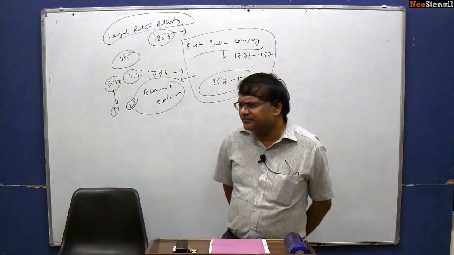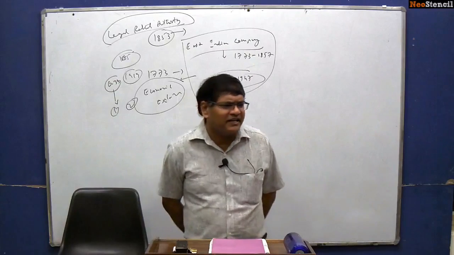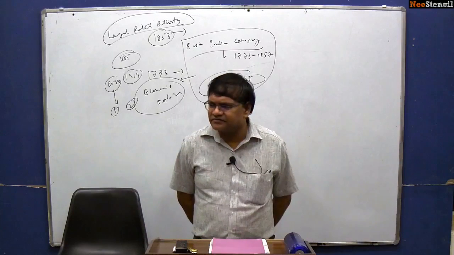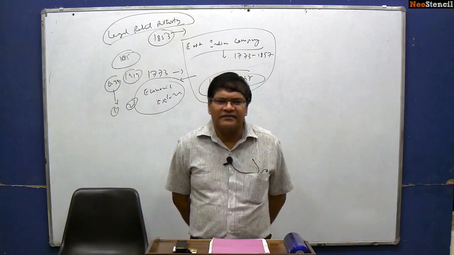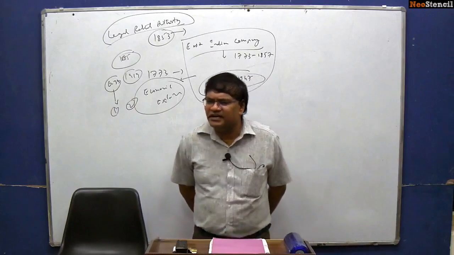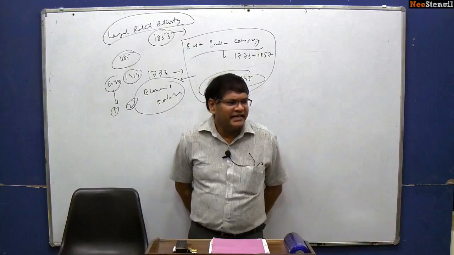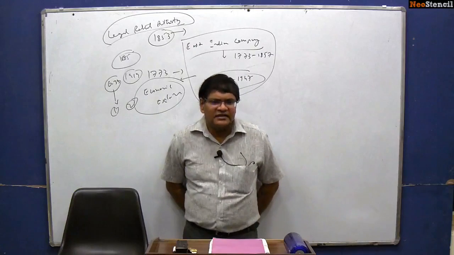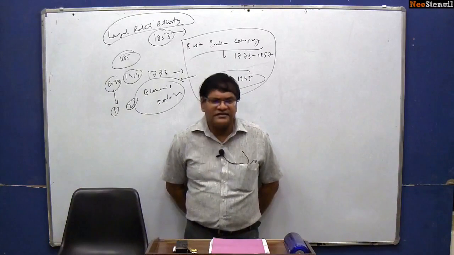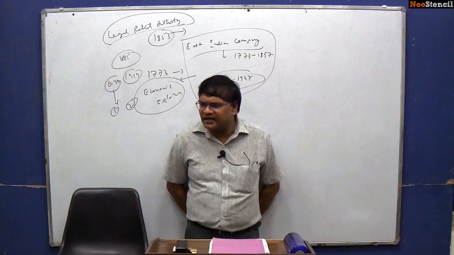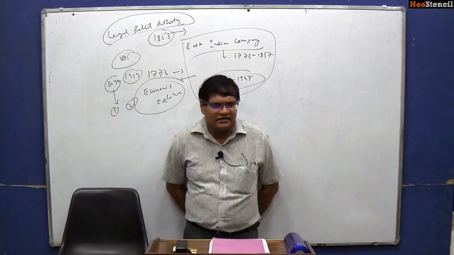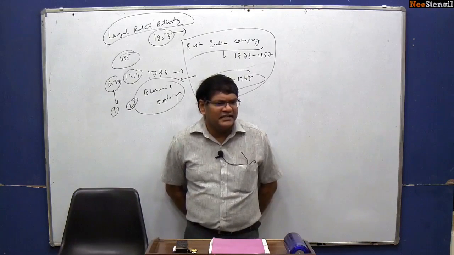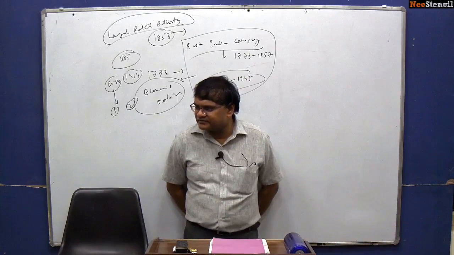We say that during the British times, the judiciary was neither independent nor impartial. After independence, as part of the constitution, even in the Government of India Act 1935, they talked about independence of judiciary, but it was not fully independent. Why? Because the decisions of the Supreme Court could be overruled by the Governor-General or Viceroy. The Viceroy or Governor-General had absolute veto powers.